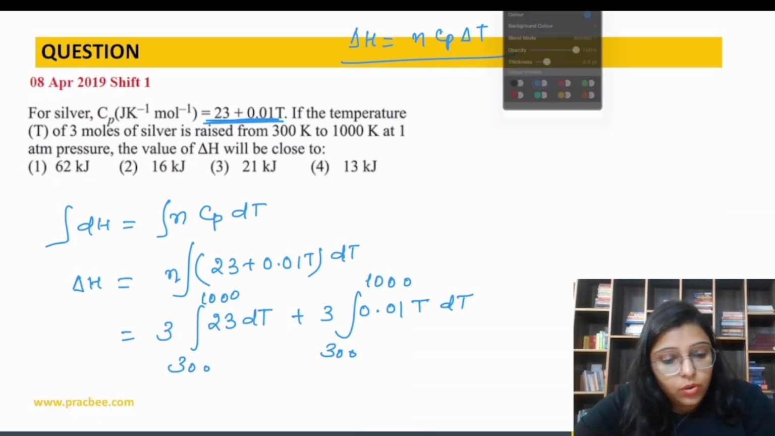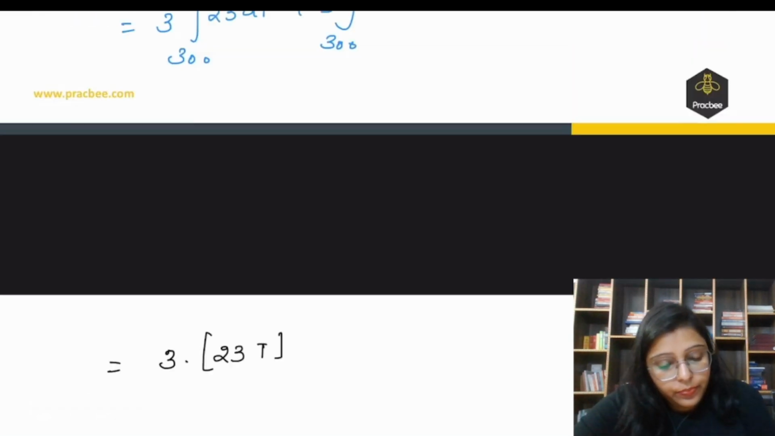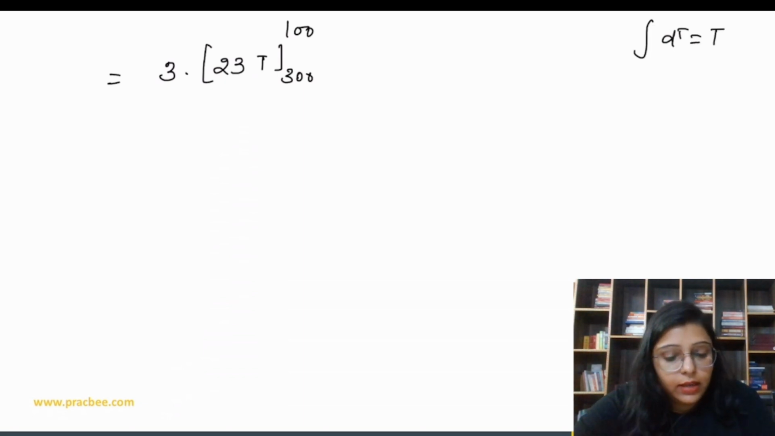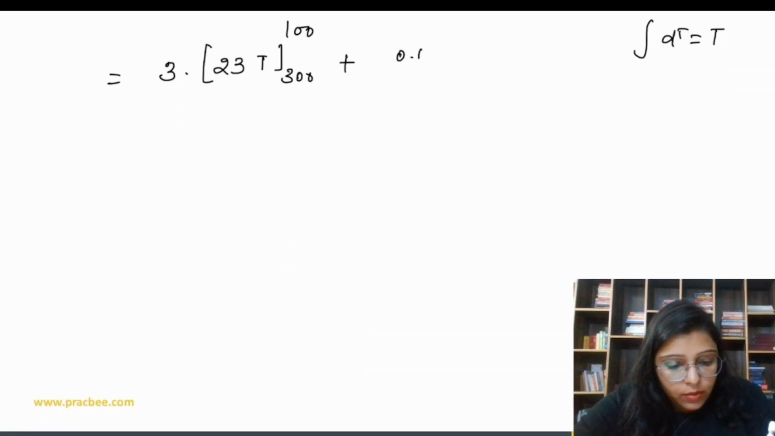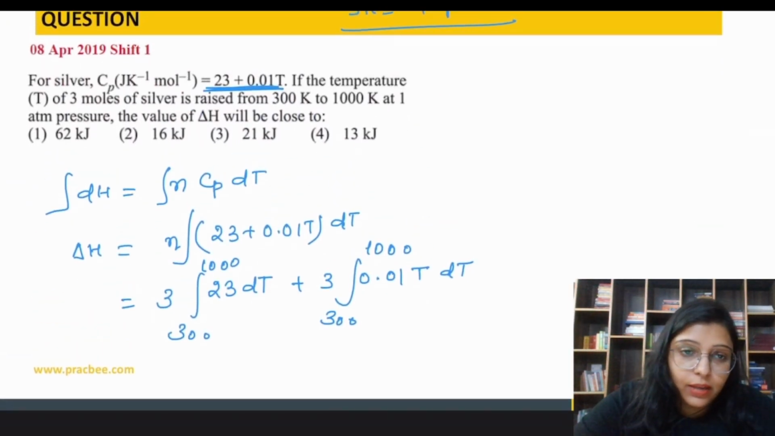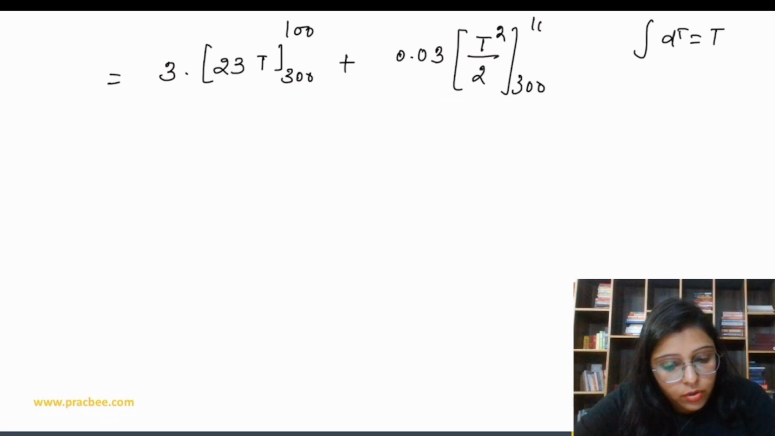Okay, so what do we get on integration? Here we get 3 times 23T, and the limits are 300 to 1000. The integration of dT is T, right. Next, plus 0.03, and this is T square by 2. Right, T is there, so what will the integration of T be? T to the power 1 plus 1, so T square by 2. So here we write 300 and 1000.